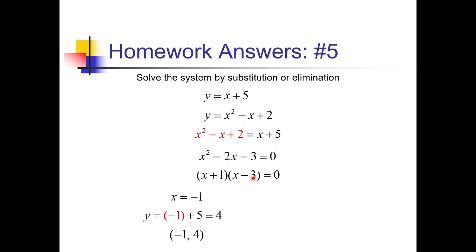Now for this other one, we have x minus 3 equaling 0, so that's our other x value, 3. Plugging that into x plus 5, we have 3 plus 5, and that's going to come out to 8. So that leaves us with 3 comma 8.